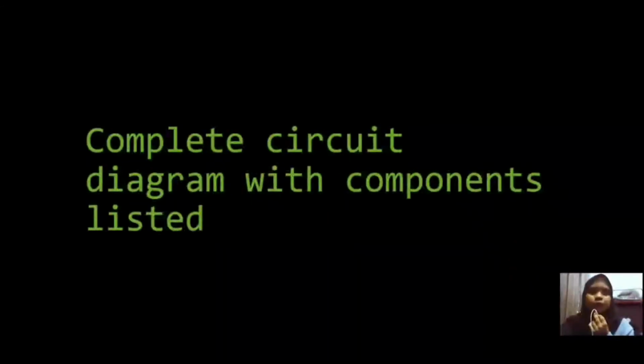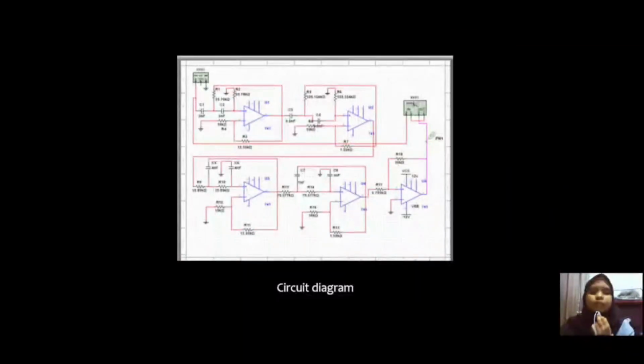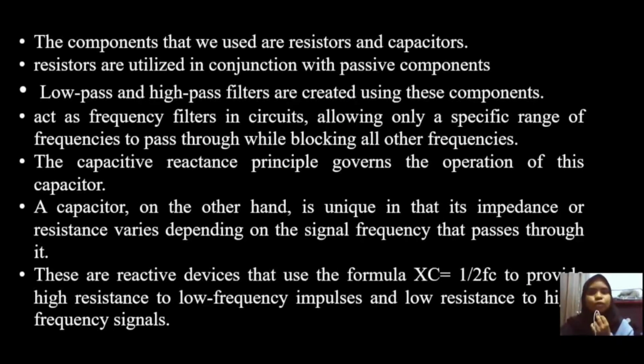Next, this part is about the complete circuit diagram with components listed. This is the circuit diagram of our assignment, and the components that we use are resistors and capacitors. Resistors are utilized in conjunction with passive components. Low pass and high pass filters are created using these components. They act as frequency filters in the circuit, allowing only a specific range of frequencies to pass through while blocking all other frequencies. The capacitive reactance principle governs the operation of the capacitor.